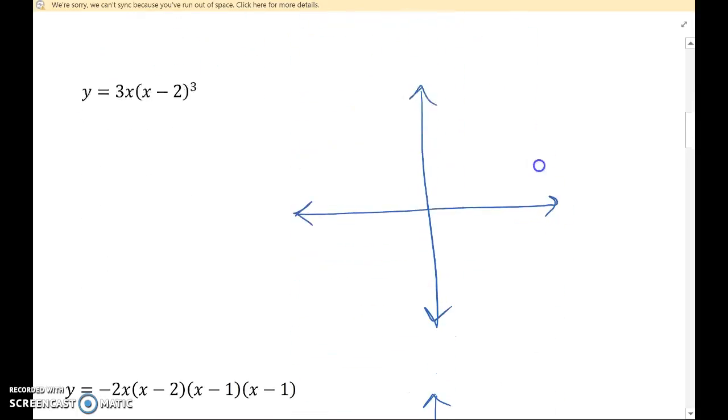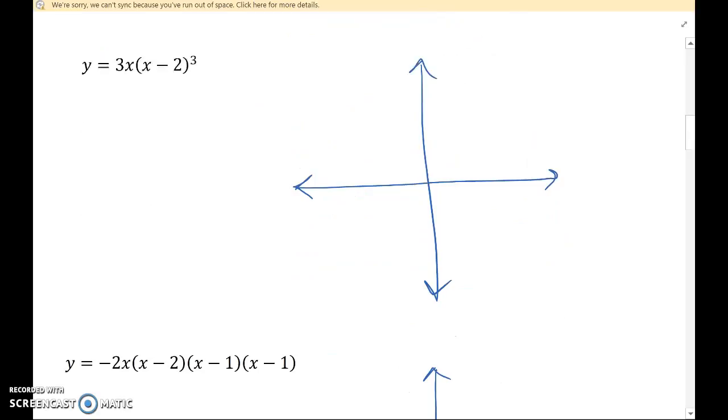All right, let's move on to our next example. And so again, we have an x out front by itself. And so identifying our zeros, we have x equals 0 and x equals 2. And so we have a 0 at 0 and at positive 2.